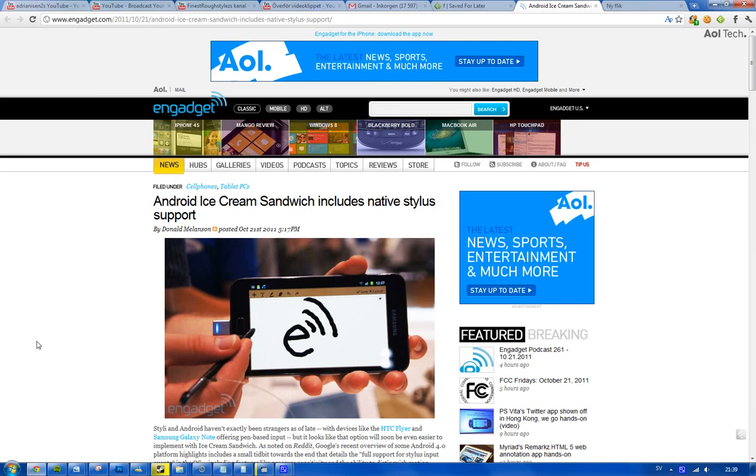Hey guys, thought I'd let you know some interesting things that I'm also wondering about. It seems like after Google unveiled Ice Cream Sandwich and released the SDK for developers, someone has discovered that it comes with native Stylus support. What we do know is that Sammy has some upcoming smartphones that are going to have a Stylus, like the Galaxy Note.